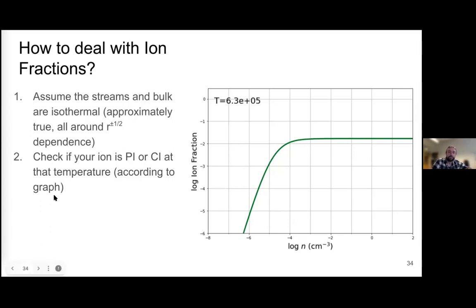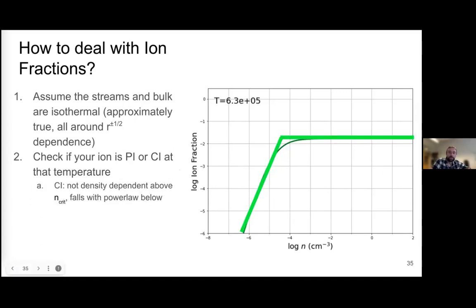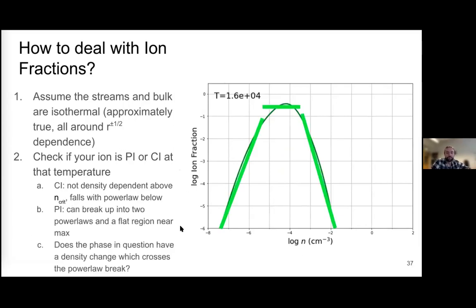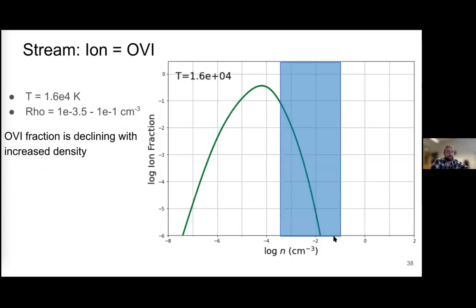It can take one of 2 shapes, right? We have a collisionally ionized shape, which is this flat shelf that declines as we go here, and that can be approximated as 2 power laws, a flat one and a declining one. Or we can have photoionized gas, which can be approximated as 3 power laws. And so your ion fraction can be assumed to be kind of a power law with density, and therefore a power law with radius, as long as you're in a region where you don't have a break between multiple power laws.